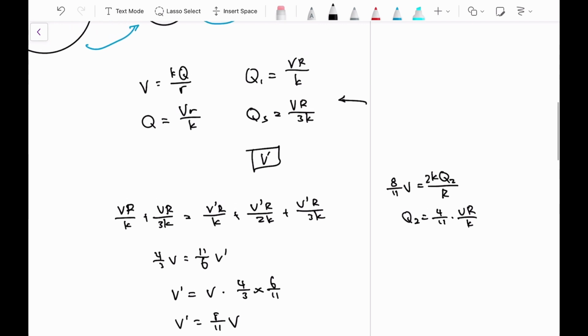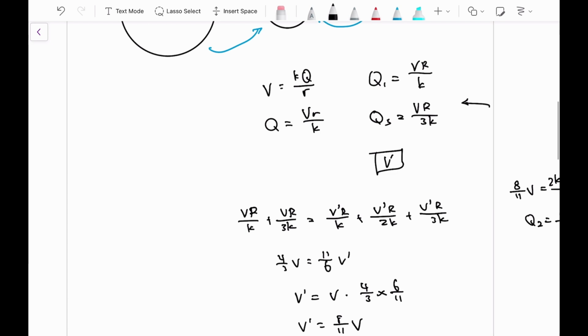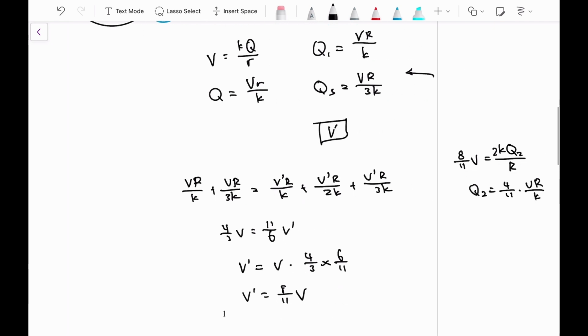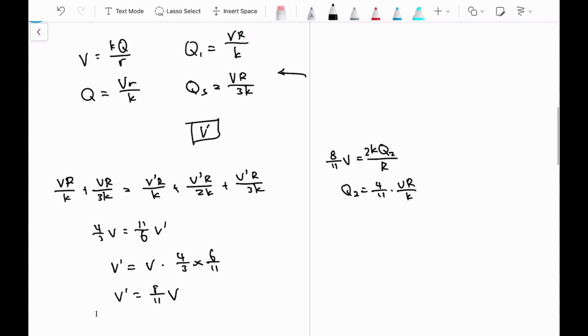Now let's look back over here. We want to calculate the fraction of the original charge. The original total charge is VR over k plus VR over 3k. So basically, Q total will be equal to 4 over 3, and then it's VR over k.